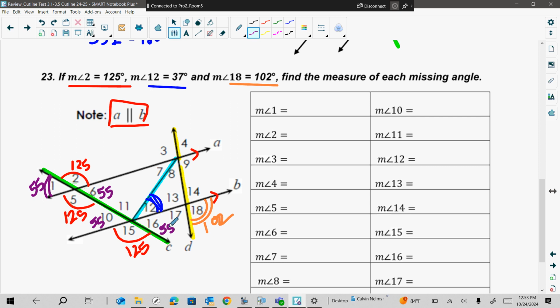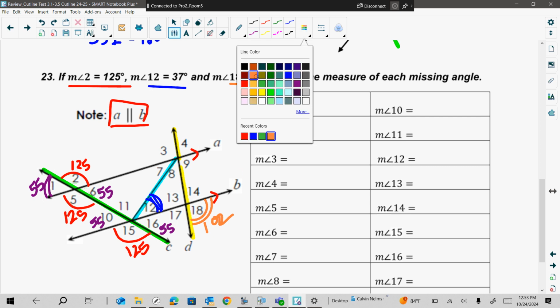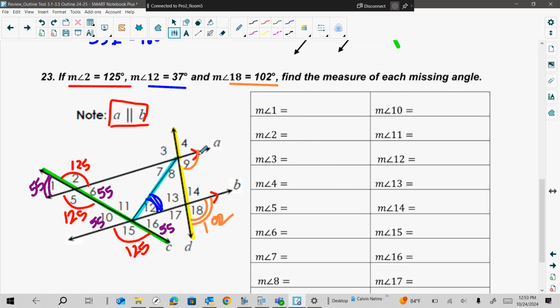Now I'm going to jump to this 18, which is 102. Angle 9 corresponds with 18, so it would also be 102. And 3 is vertical to that, so it would also be 102.